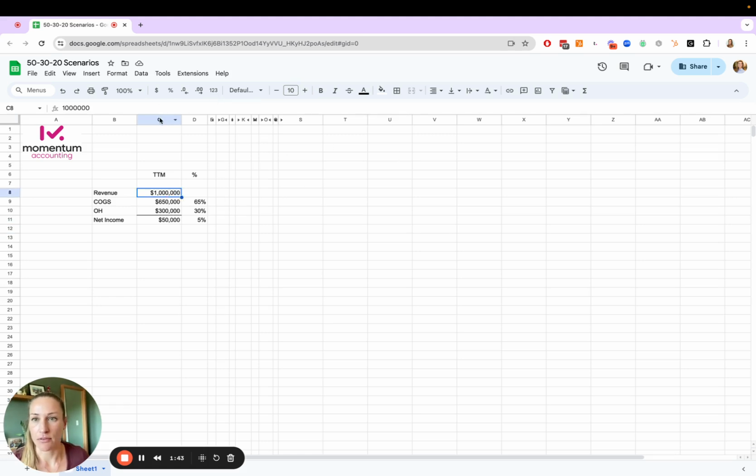So this is an example of a business where we're going to assume that the business is doing $1 million in revenue. Their COGS, or direct costs, are $650,000, overhead's $300,000, so their net income is $50,000.